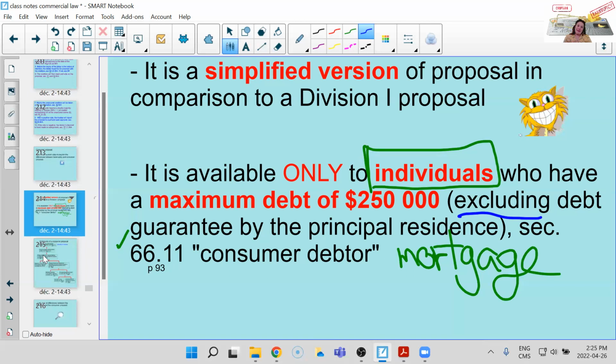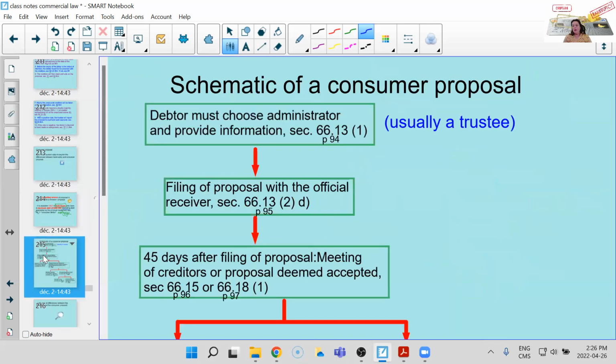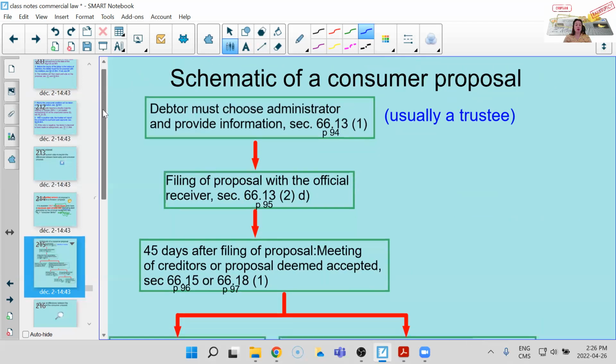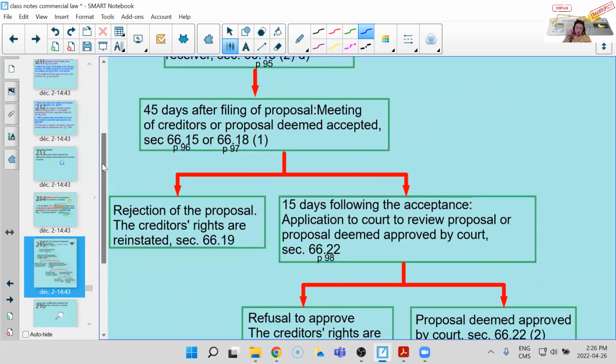The same way as I did the Division 1 proposal, except that in this case I did it in the form of a schematic. Okay, schematic of a consumer proposal, and you see where it goes. Without having to go into all of these sections, what is important to know? See, for instance, I have filed my proposal. If the proposal is accepted, it continues. If it fails or it's rejected, it's not an automatic bankruptcy. It says that the creditors' rights are reinstated.